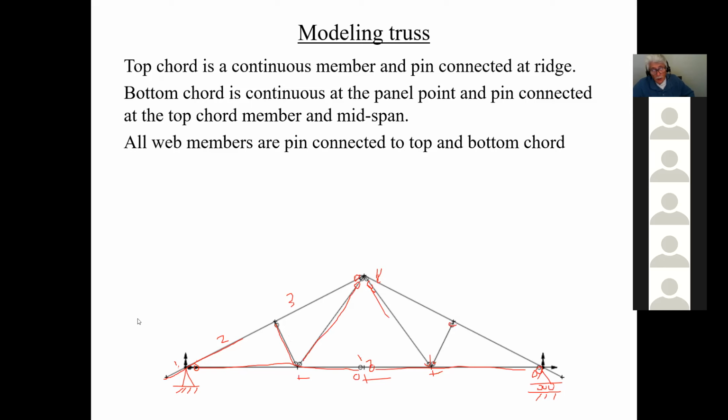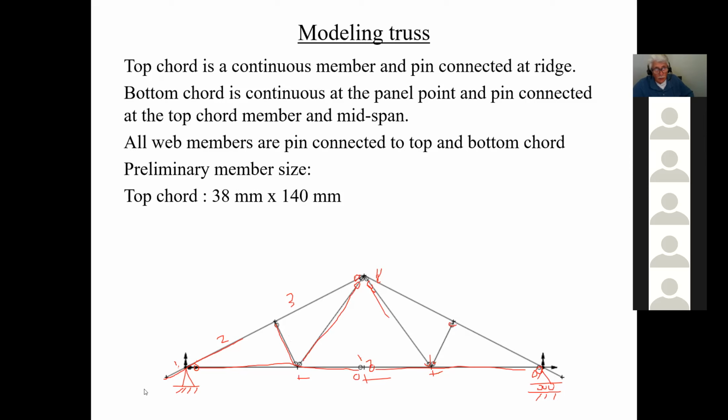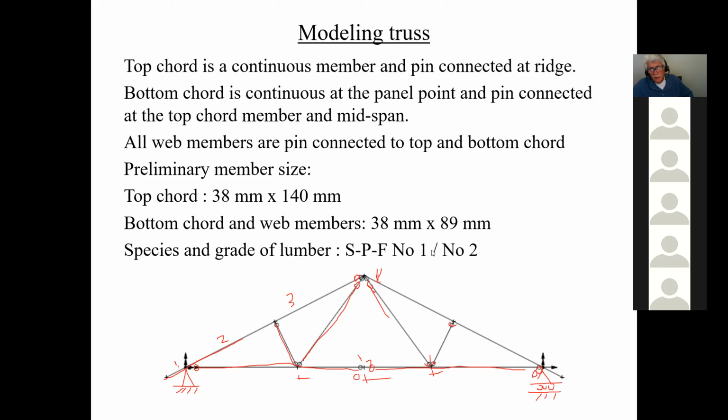Now, I do suggest preliminary member sizes, okay? Make all the top chord 38 by 140. And in the bottom, make all the other members 38 by 89, in other words, a 2 by 6 for the top chord and a 2 by 4 for all the other members. Use SPF number 1, number 2, okay?